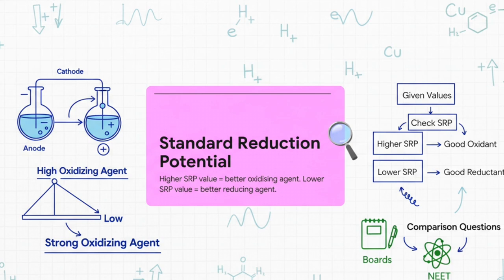It's simple. The substance with the higher SRP is a better oxidizing agent, and the one with the lower SRP, well, that's your better reducing agent. You're definitely going to find comparison questions like this on your exams.